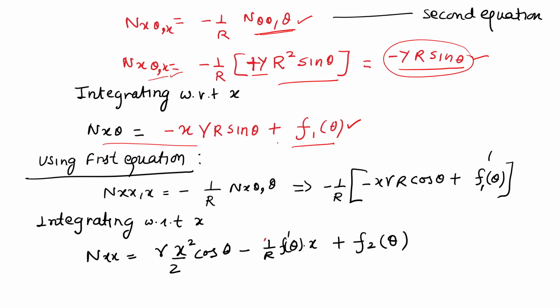Now we can substitute this expression in the first equation, and in the first equation nxx comma x equal to minus 1 by r nx theta comma theta. If you take the derivative with respect to theta, it will be f dash theta. Again integrating with respect to x gives you this expression, minus 1 by r f dash into x, because it is a function of theta only, plus f2 which is another constant function of theta. So, now here f1, f1 dash and f2 we have to find out.